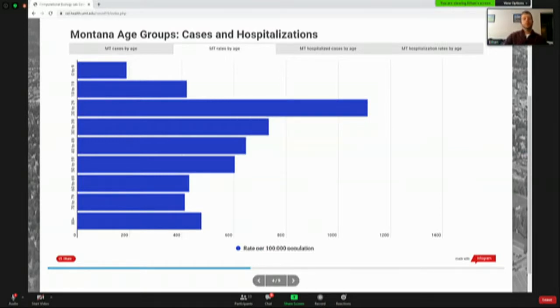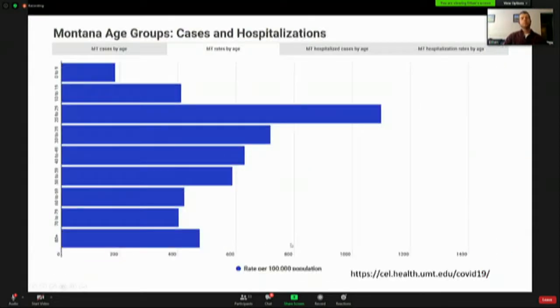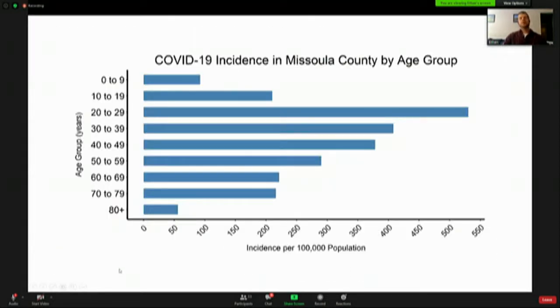And if we go back to the presentation here and compare to Missoula County, you can see that the trend is very similar. The 20-somethings in Missoula County have by far the highest incidence rate compared to other age groups in the county.